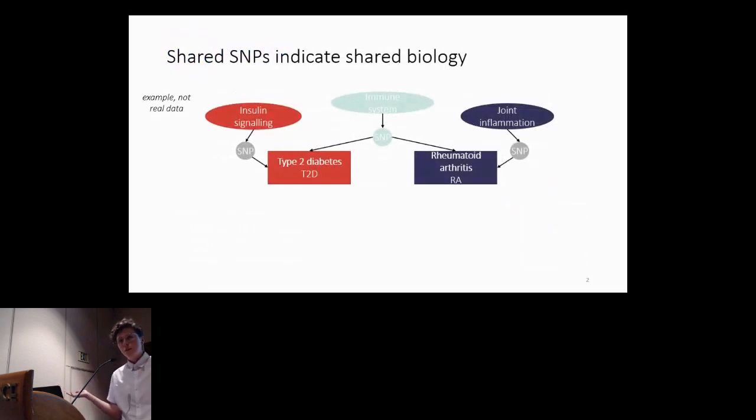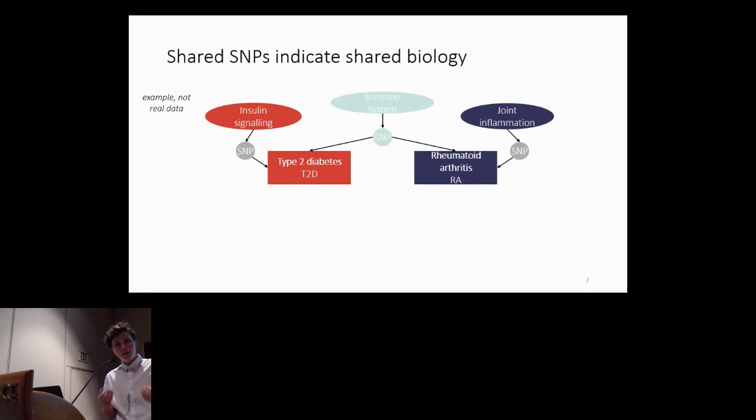So let's start at the beginning and let me explain why we would even want to find shared SNPs. Let's consider as an example these two traits, type 2 diabetes and rheumatoid arthritis. If we look at the SNPs that are associated to these traits, we would find some SNPs that are associated just with type 2 diabetes, and these SNPs might be associated with insulin signaling, for instance. And for rheumatoid arthritis, we might find some SNPs that are involved in joint inflammation.